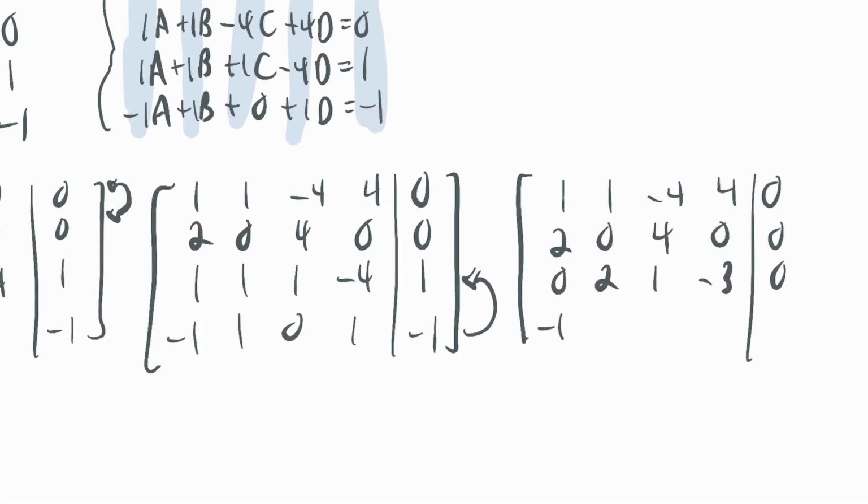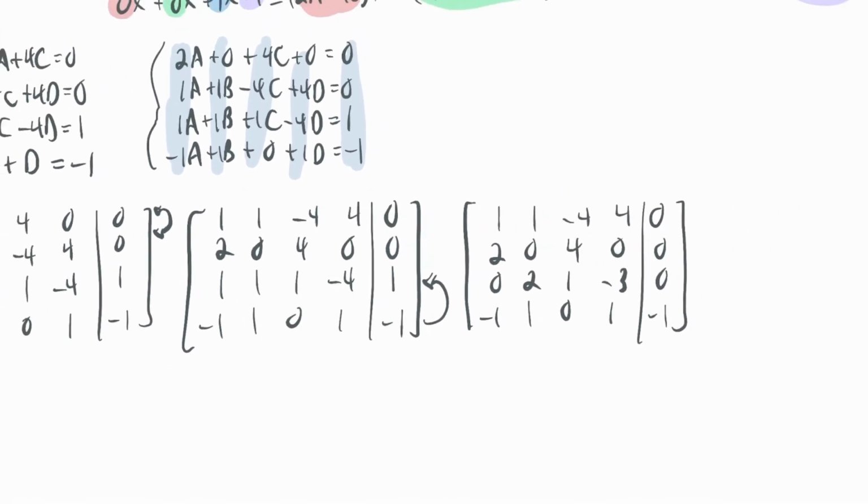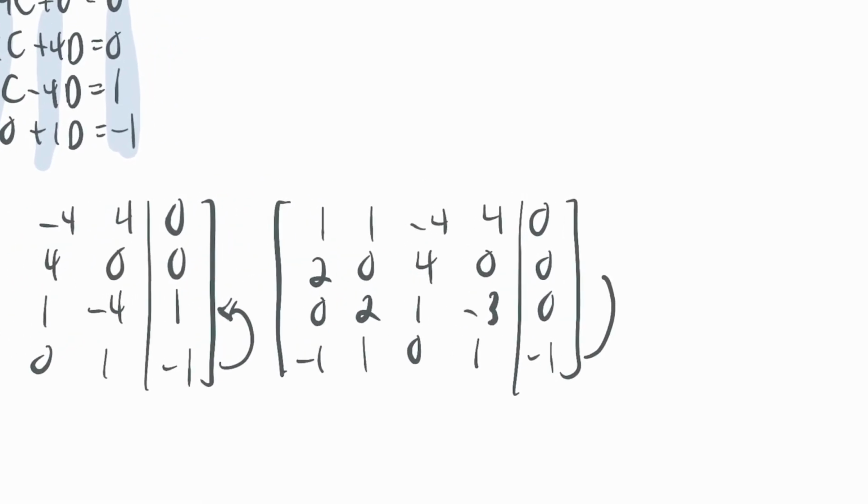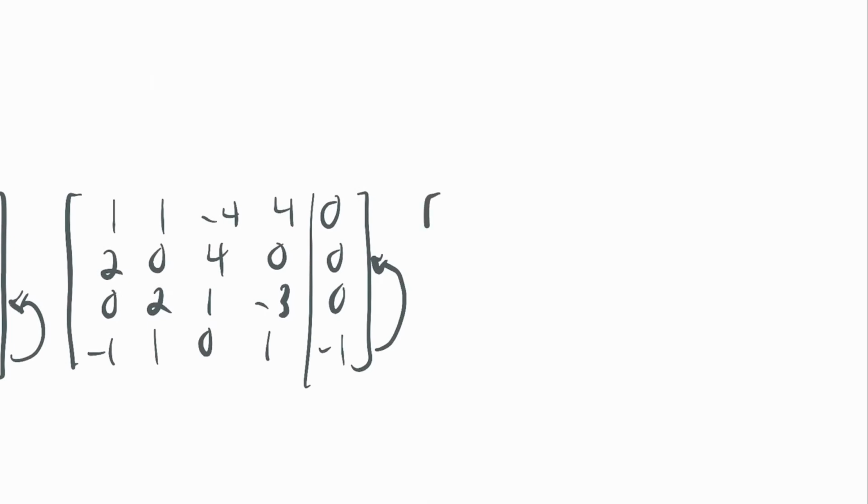And of course, the bottom row does not change. Okay. Now I'm going to add the bottom row to the second row twice. So I'm not going to change the first row: 1, 1, -4, 4, 0.